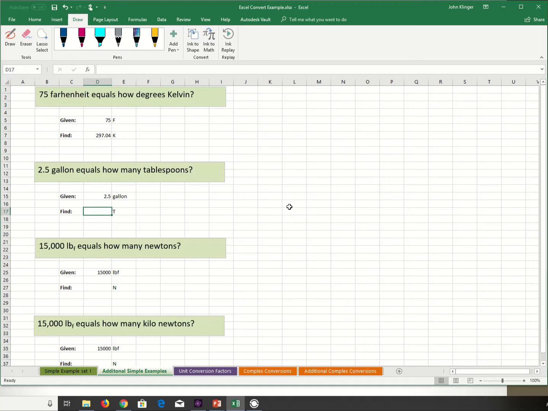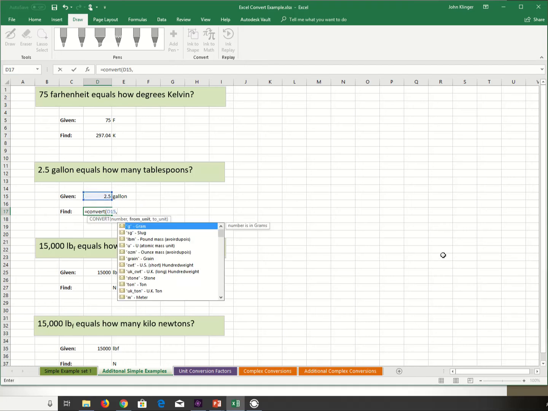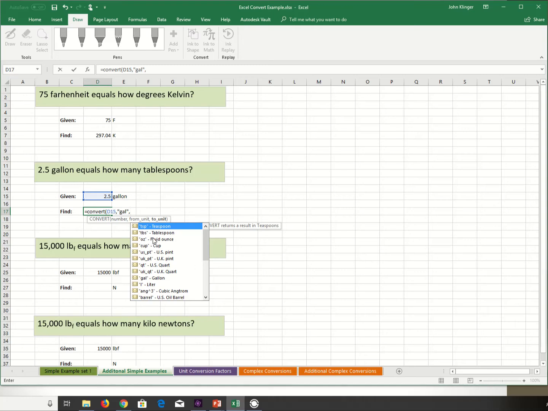Let's go gallons to tablespoons. Equals convert. Here's our number, and we're going from gallons. I'm not sure what it is, but let's try GAL. That looks like it works. And here's tablespoons for us.